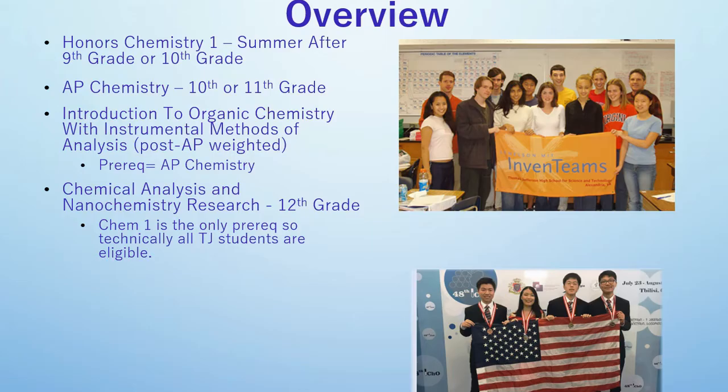And then next in the sequence would be the Introduction to Organic Chemistry class that I'm going to talk about more today. The prerequisite for the organic chemistry class is AP chemistry. Then you can also consider for senior year taking chemical analysis and nanochemistry research. The only prerequisite for that lab is just TJ Chemistry 1. So technically, all students can take the chemical analysis research lab during senior year.